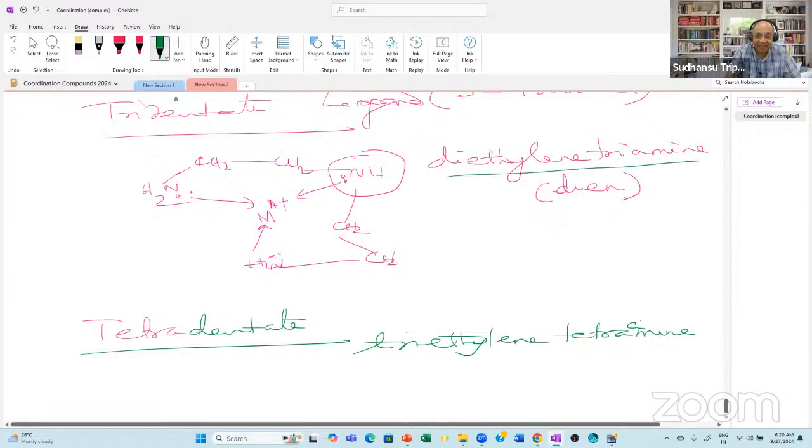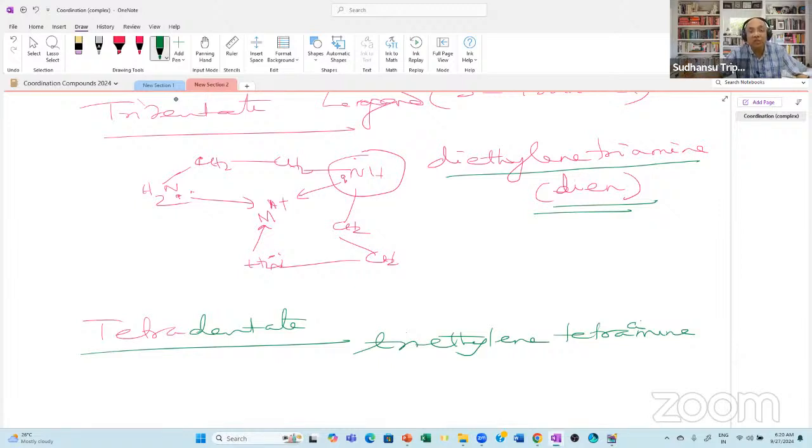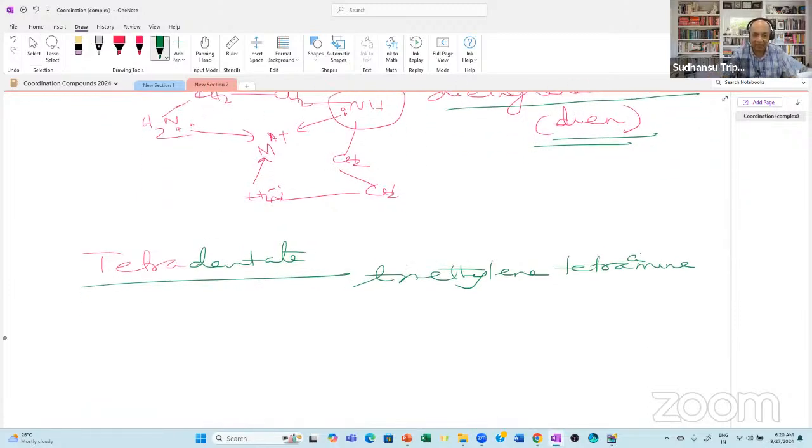One diethylene triamine will satisfy a coordination number of 3. Two such dien will purely quench the hunger. The coordination number 6 will be attained by only two three-toothed ligands called dien, diethylene triamine. The tetradentate ligand is triethylene tetramine.